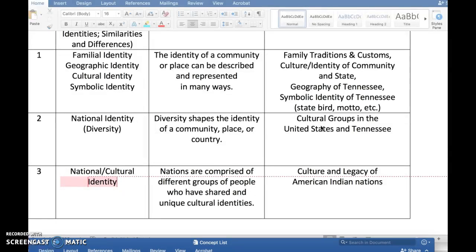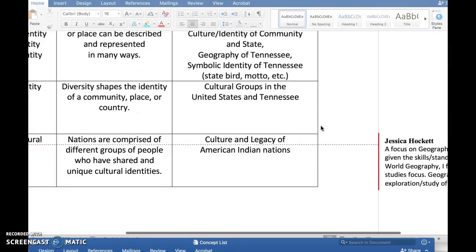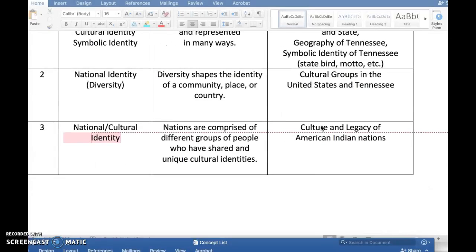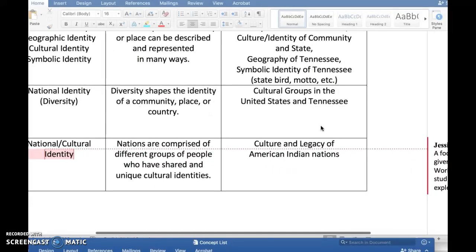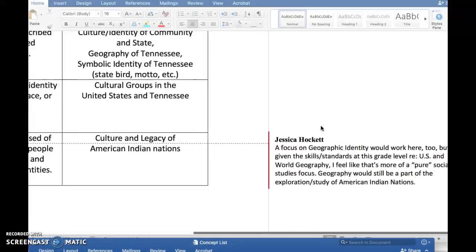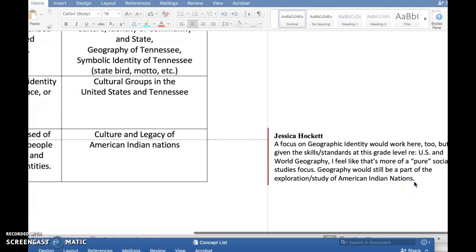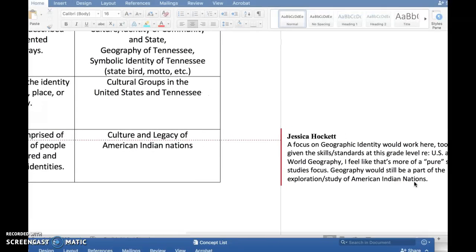And then you'll see down in third grade, we're more specific to the historical content. There are a lot of geography standards in third grade. They're pretty significant, but I say on the side here that a focus on geographic identity would work, but I feel like that's more of a pure social studies focus, and you all said last time that these are not social studies units per se.